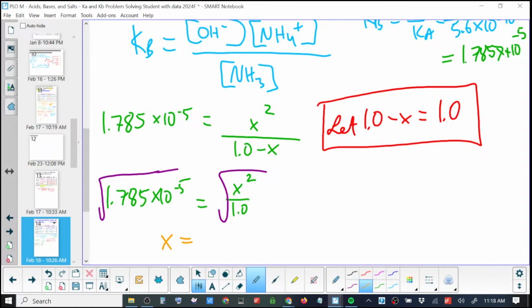Wait, Mr. Newfield, isn't it the same thing if you did a square root of 1.785 times 10 to the negative 5 equals x? Yes, I just wanted to show here that I took out the x, so I'm keeping the 1. But yes, anything divided by 1 is itself. And especially if anybody isn't here, there's one person, Samuel I think, so that he sees it later.